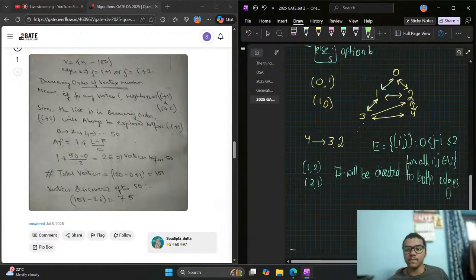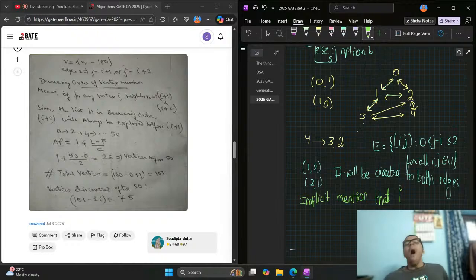Alright, so implicit i is less than or equal to j. So yeah, if you take 0 comma 1 is a pair, 0 comma 2 is a pair, but 0 comma 3 is not a pair. So 0 will be connected to 2 comma 1. Similarly, 1 will be connected to 3 comma 2. 2 will be connected to 4 comma 3, etc.